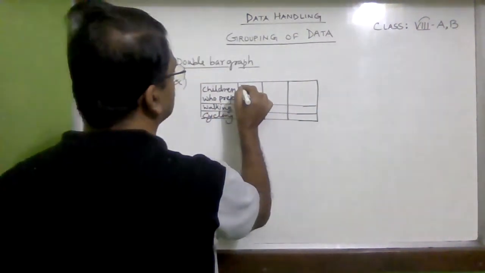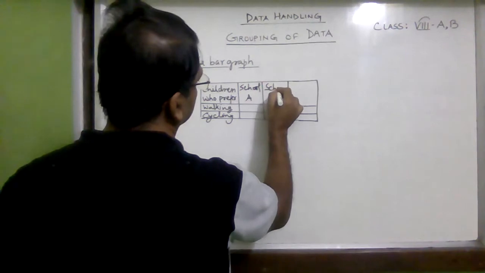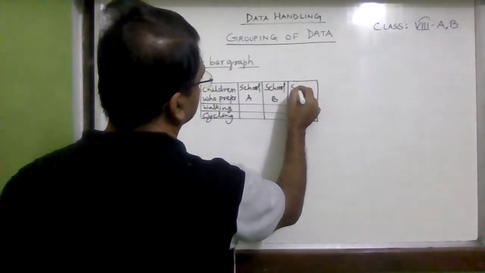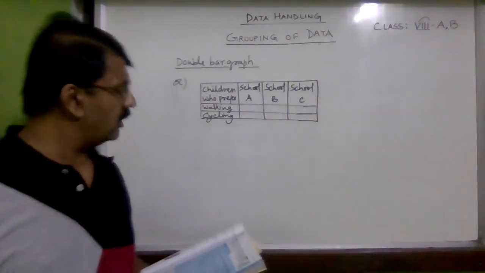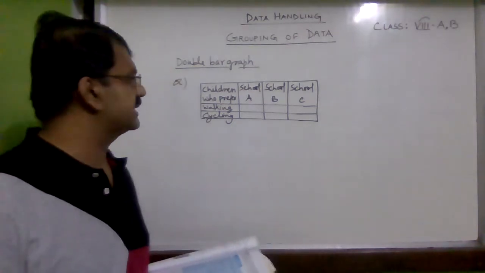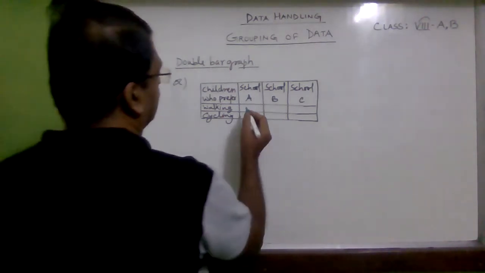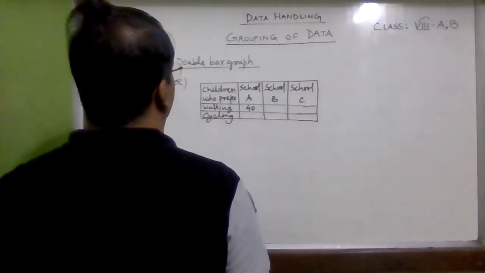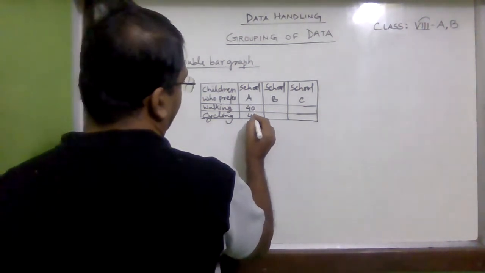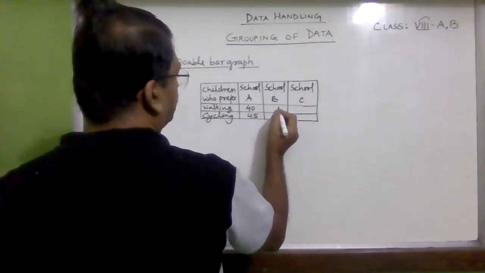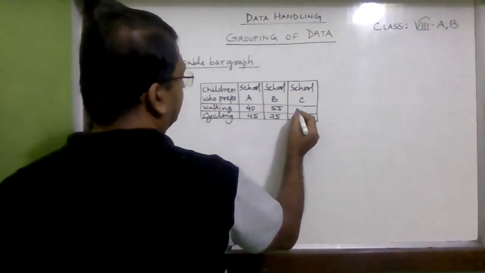So there are three schools: School A, School B, and School C. Now the number of children who prefer walking and cycling of these three schools. In School A, 40 children prefer walking and 45 cycling. In School B, 55 and 25. And in School C, 15 and 35.